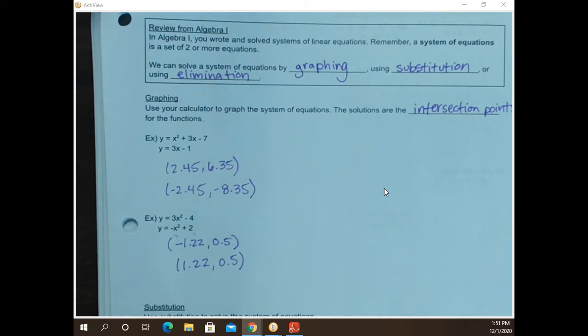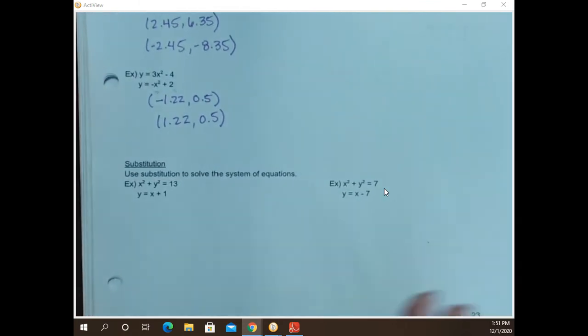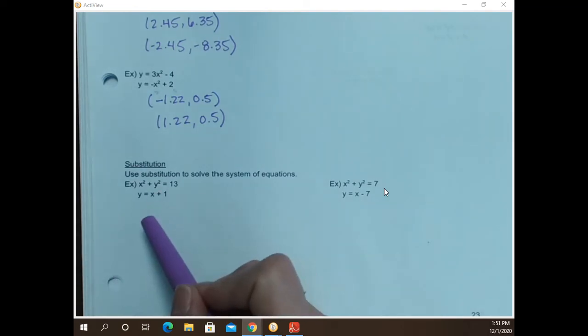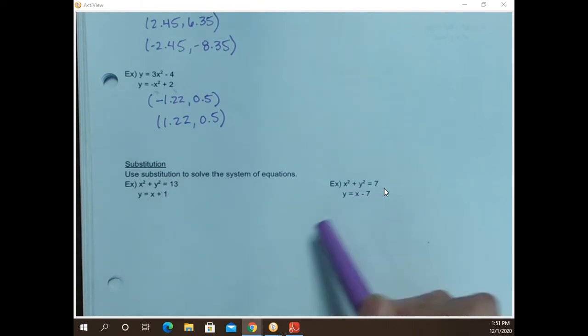Okay, so solving by graphing means that I'm going to graph that system in my calculator and look at where my graphs intersect. The next method we're going to take a look at is substitution. So we want to use substitution to solve our system of equations. That means that we want to have one of our equations, doesn't matter which one, but one of our equations solved to get a variable by itself.